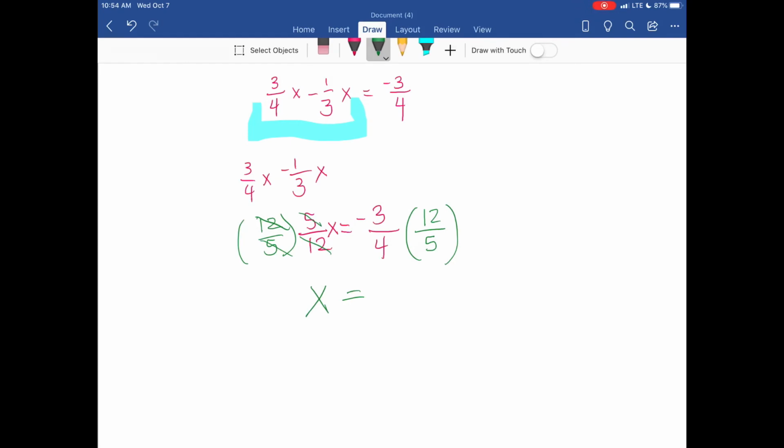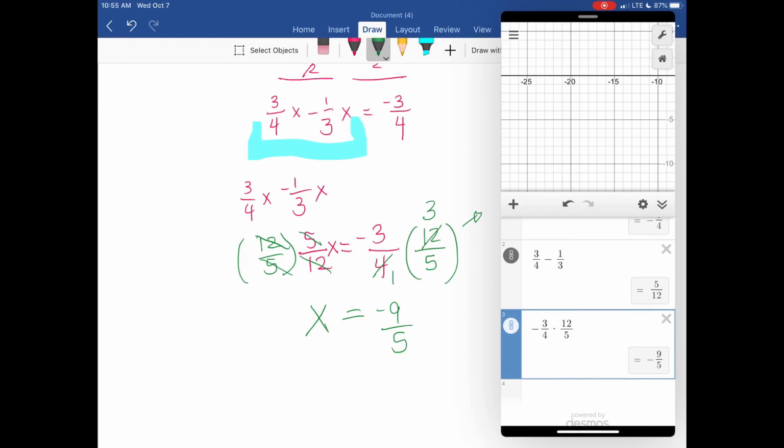This, again, plug into Desmos or use your number sense. I see 12 in the numerator and I see 4 in the denominator, and I know if I divide both of those by 4, look at that, leaves me with 3, so I'm going to clean that up. It looks like negative 3/1 times 3/5, and then I just have top times top, bottom times bottom, and that gives me negative 9/5. And if we plug that into Desmos, you can see right down there, negative 3/4 times 12/5 also leaves me with negative 9/5.